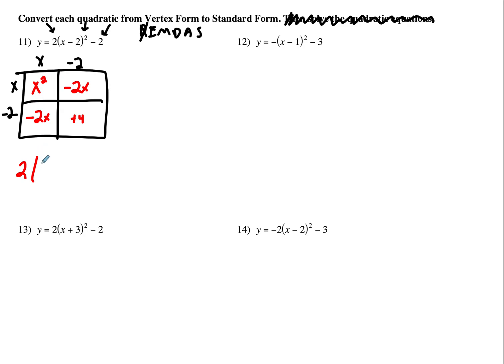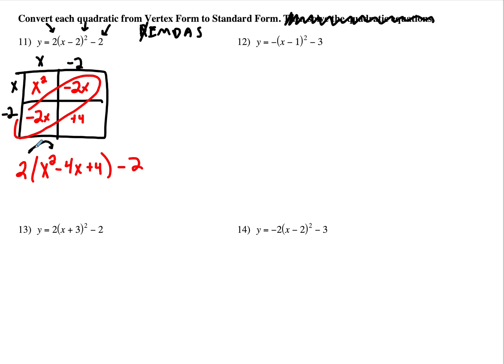So we have x squared. These are like terms, minus 2x and minus 2x. That's negative 4x plus 4. And I put on my minus 2.